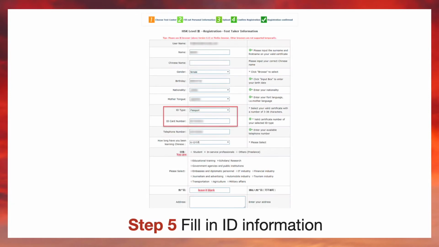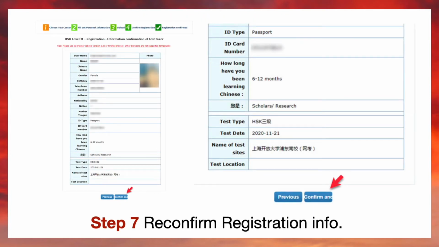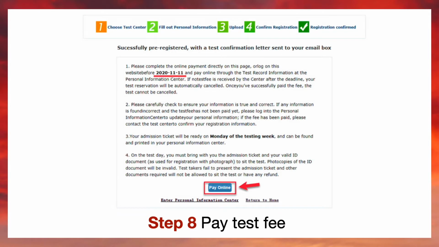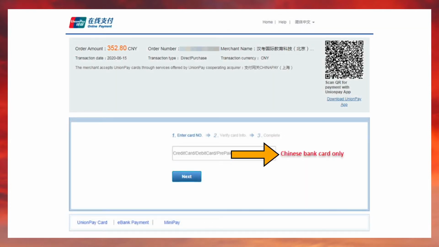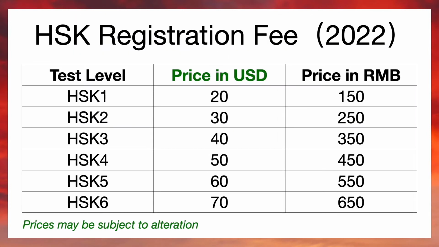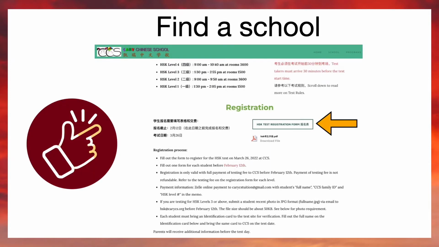Step 5. Fill in ID information. Step 6. You can upload your recent photo for identification purposes. Step 7. You can reconfirm your registration information. Step 8. Don't forget to pay test fee to finalize your registration. You can only use Chinese bank card to pay the fee. Or you can find a Chinese school to make everything simple.